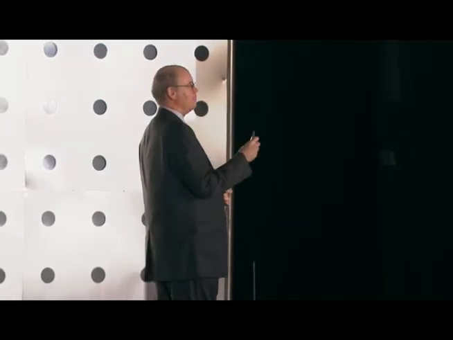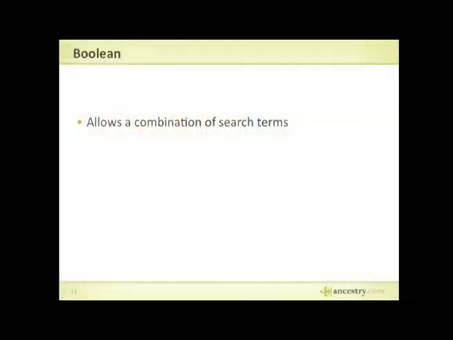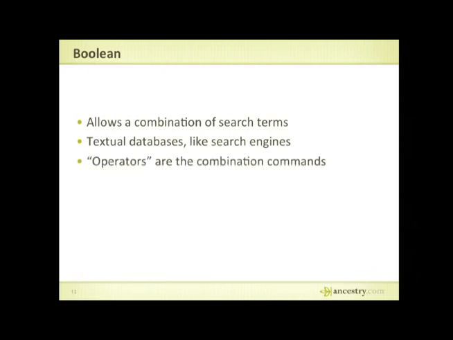Anyway, Boolean allows you to combine search terms in different ways to make it easier to find words that might show up together, okay? It's very common in textual databases such as search engines. Bing, Google, others like that will use Boolean search capabilities. It's a fancy name for a search technique where certain operators are used. Operators are the term used for the ways you combine different words in a search, okay?